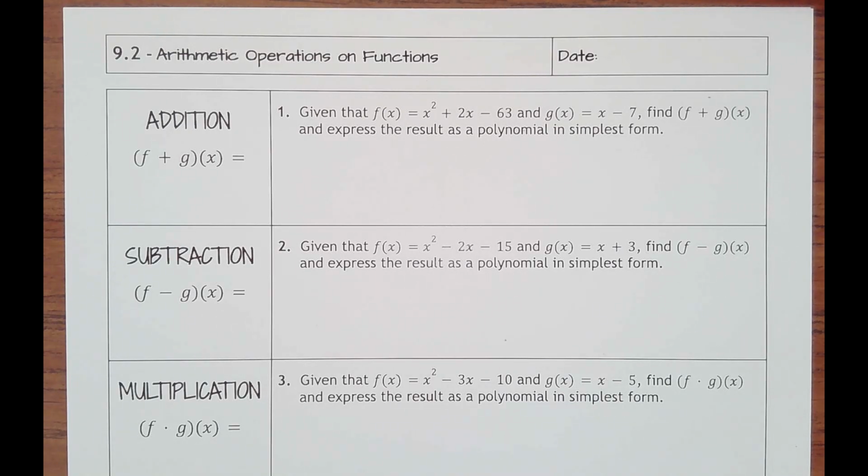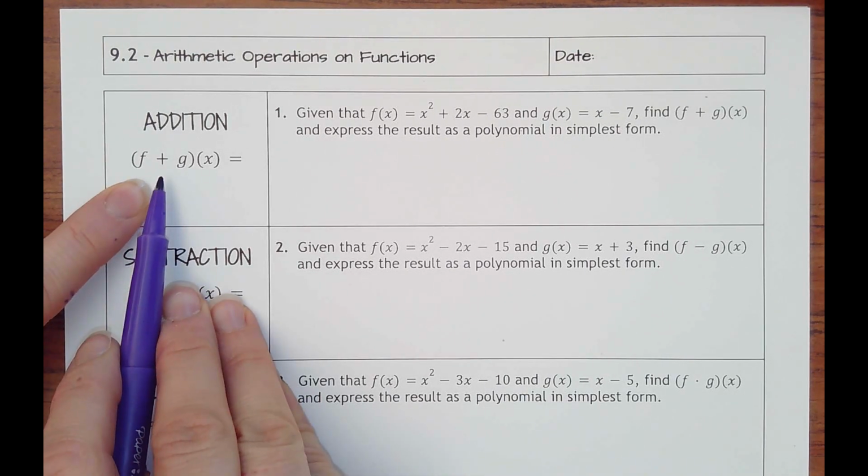Lesson 9.2 is called Arithmetic Operations on Functions. So basically taking two different functions and adding them, subtracting them, multiplying them, dividing them. That's what operations are. And so I want to talk about what this really means.